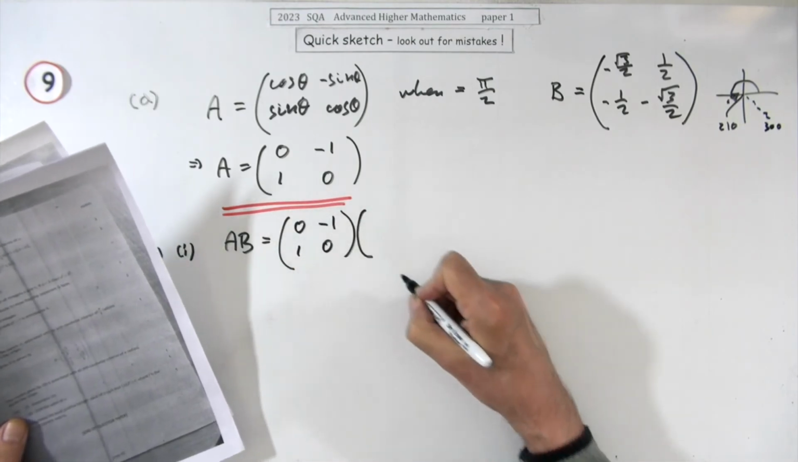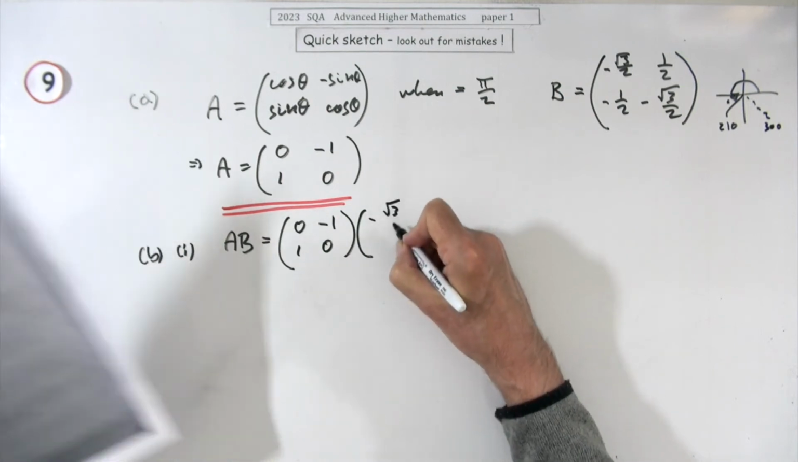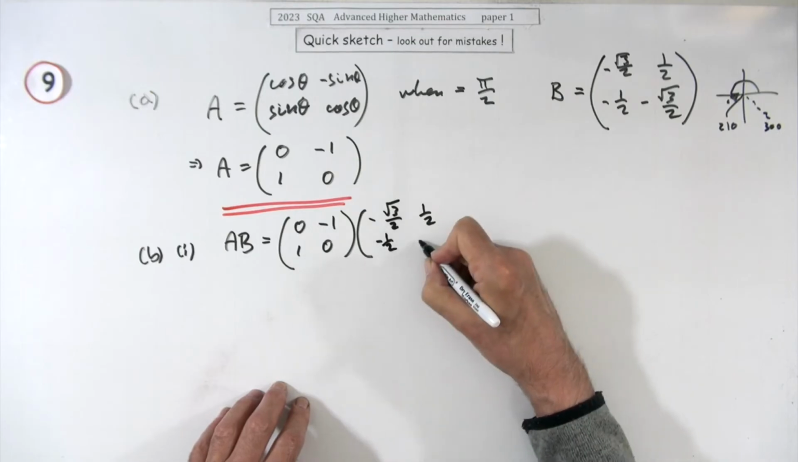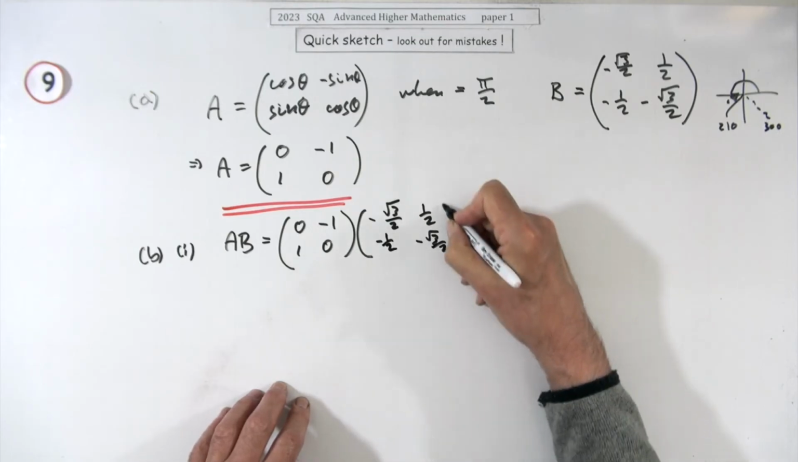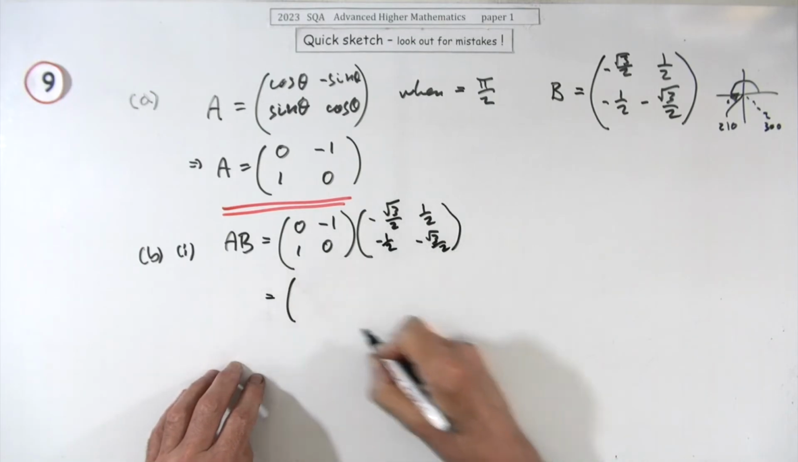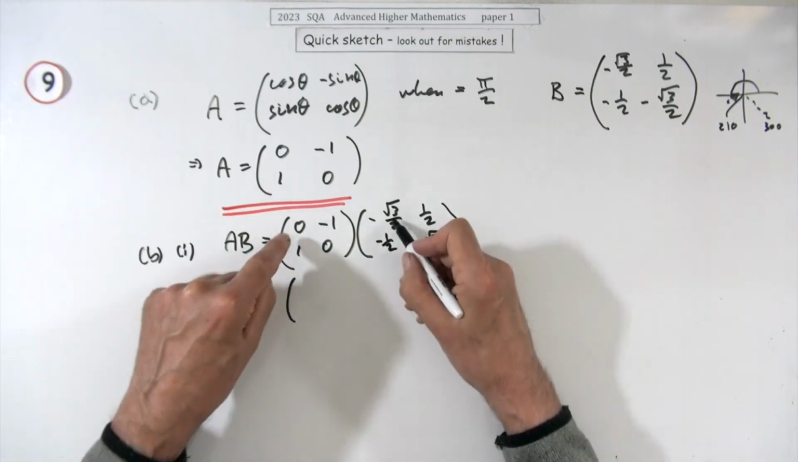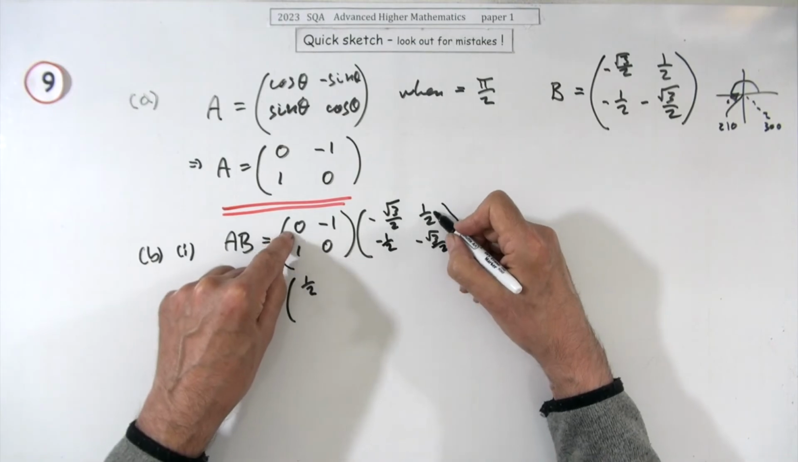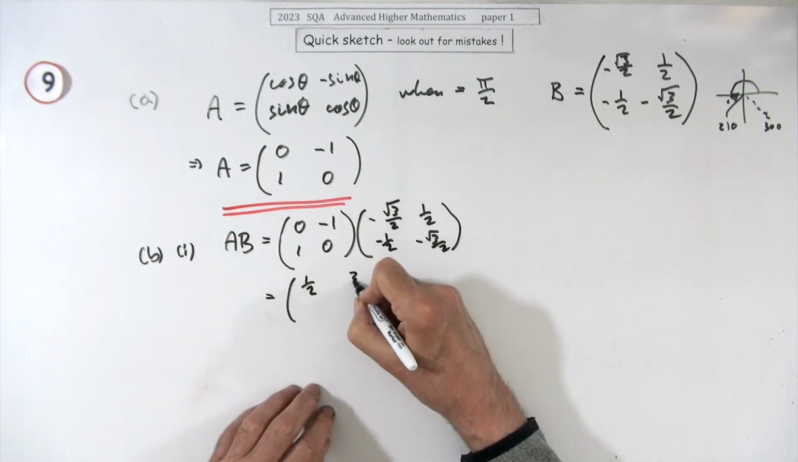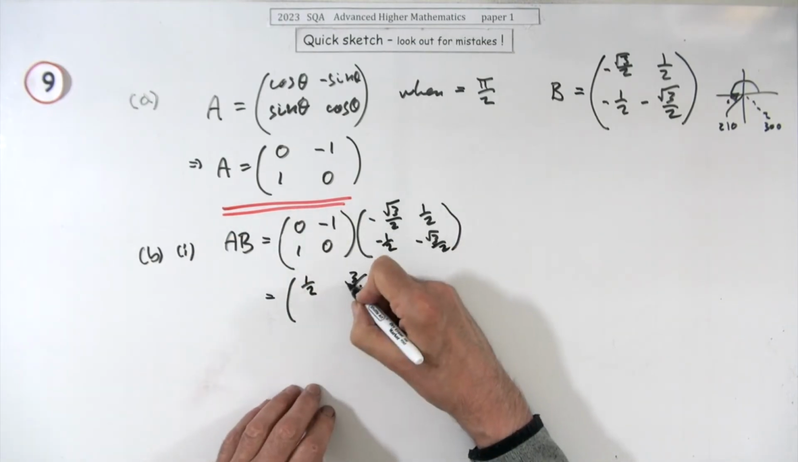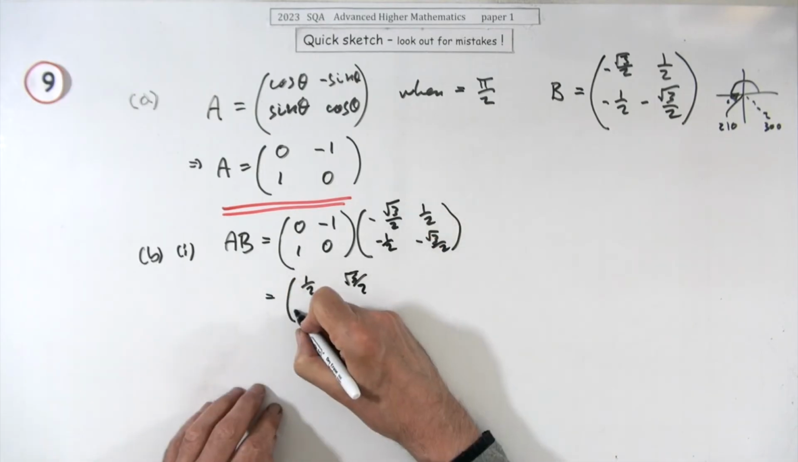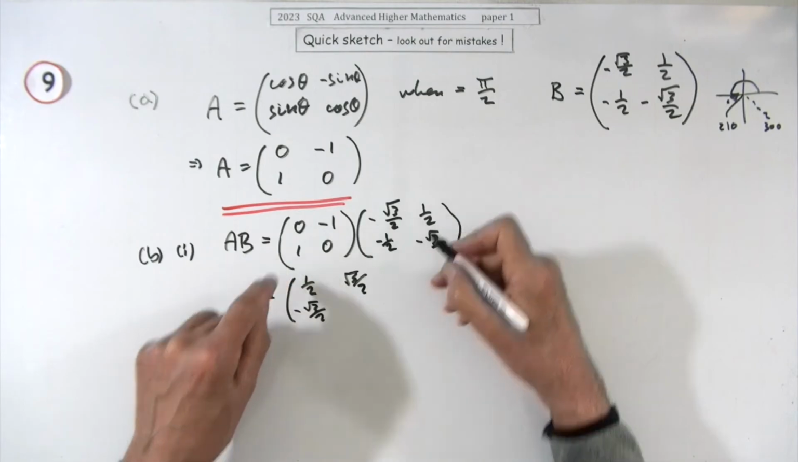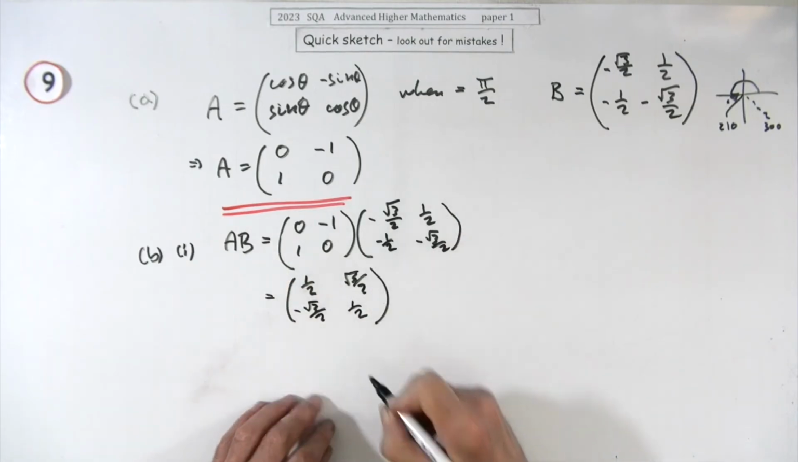times negative root 3 upon 2, a half, negative a half, negative root 3 upon 2. So, but at least there's zeros there. None of them, minus one of them, so that's a half. None of them, minus one of them, so that's root 3 upon 2. One of them, negative root 3 upon 2. One of them, lost place in none of them. One of them, a half.